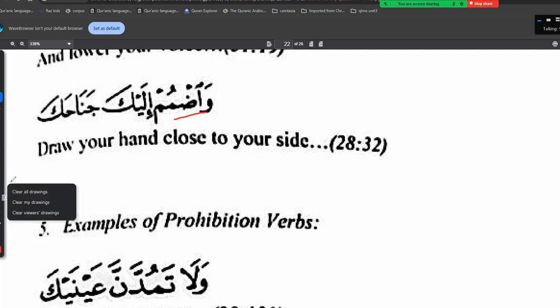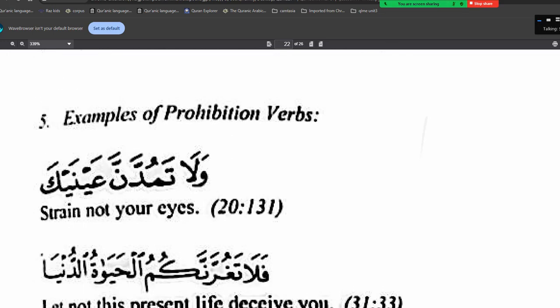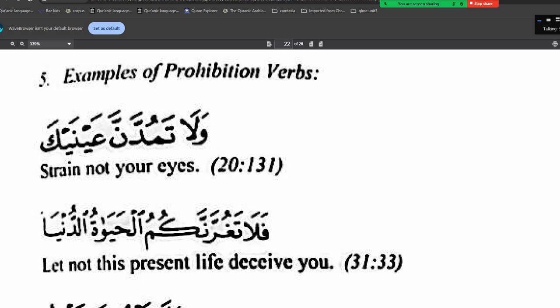Now let's take the examples of nahi, prohibition verbs. We have wala tamuddanna aynayka. Strain not your eyes. It is actually Madda Yamuddu, right? So this should have been La Tamdud, okay? But we have the noon of emphasis. When you have the noon of emphasis, the previous letter needs to have a fatha. Remember, we learned about this in our previous lesson. This is third person feminine singular, because ainaika, the body parts which are in pairs, are considered feminine. That's why a feminine word is used.